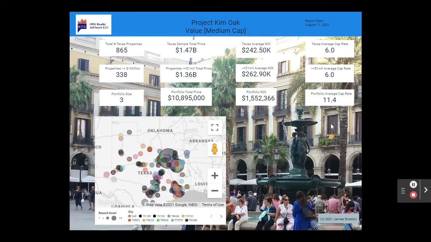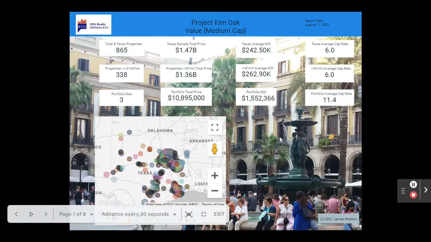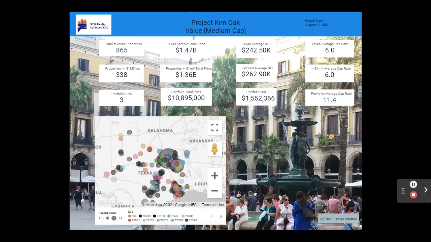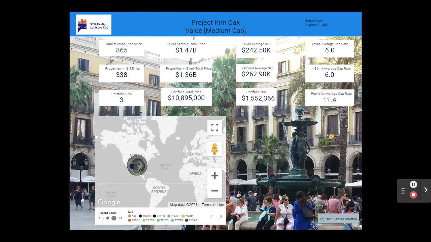All right. Now, this is a portfolio of three properties whose total asking price is $10,895,000. Those three properties were chosen out of that 865 property sample size. So, a big shout out to the brokers who listed these properties because they did such a good job that our software was able to pick it up out of that sample size. So, fantastic job, brokers.